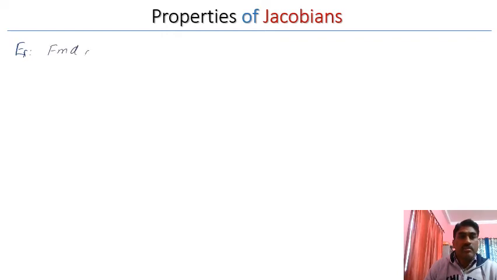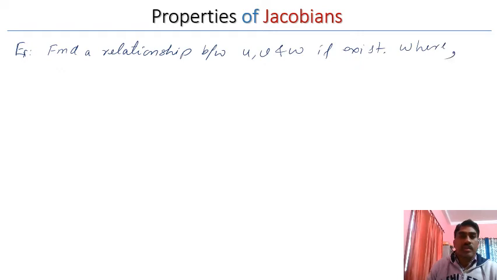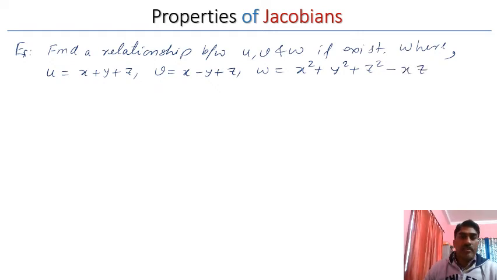Find a relationship between u, v and w, if it exists, where u is given by x plus y plus z, v is given by x minus y plus z, and w is given by x square plus y square plus z square minus xz, and this is minus z.